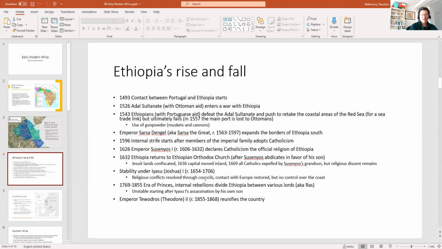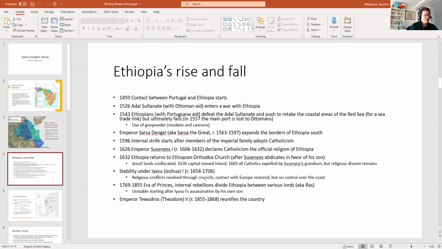Now this came at a really good time because in 1526 the Adal Sultanate, which is to the east of Ethiopia at the time, basically goes to war against Ethiopia with Ottoman aid. We know that the Ottomans used gunpowder, and we think that the Ottomans probably also provided the Adal Sultanate with gunpowder units, or gunpowder weapons, as well.